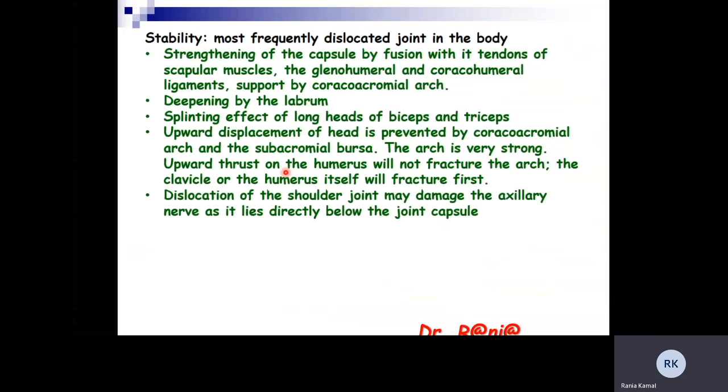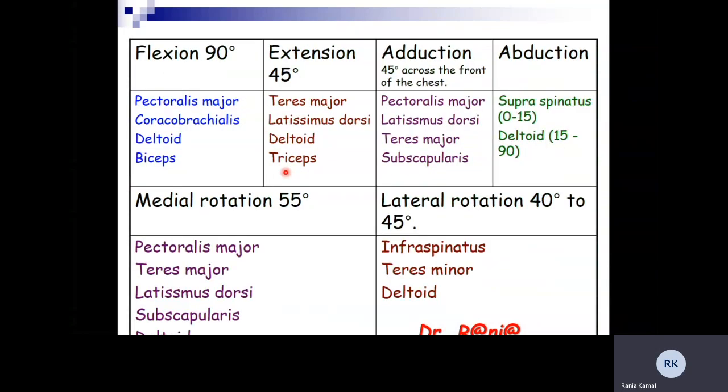Dislocation of the shoulder joint may damage the axillary nerve as it runs around the surgical neck. Regarding the movements, flexion has a range of 90 degrees. It occurs by many muscles like deltoid, biceps, pectoralis major, and coracobrachialis. Extension has a range of 45 degrees. It occurs by many muscles also, like triceps, the posterior fibers of the deltoid, latissimus dorsi, and teres major.